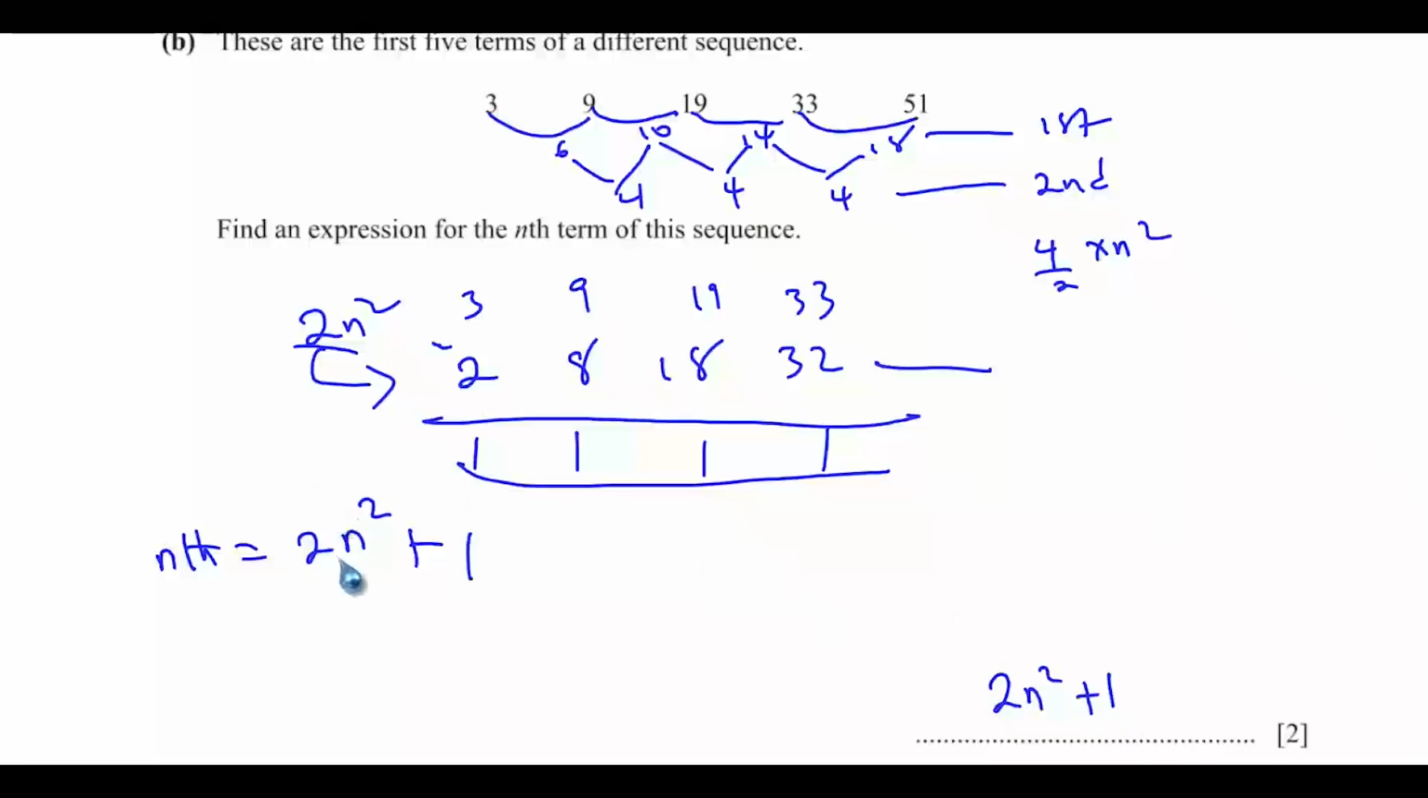So you may want to check this. When n is 1, you have 1 times 1, 1. So 2 times 1, 2. 2 plus 1, 3. When n is 2, you have 2 times 2, 4. 4 times 2, 8. 8 plus 1, 9. So that is correct. Let's go to the next question.